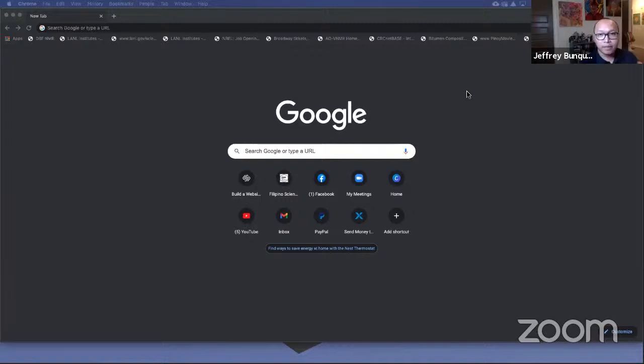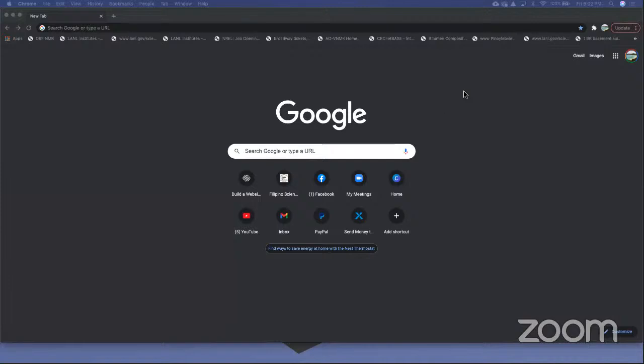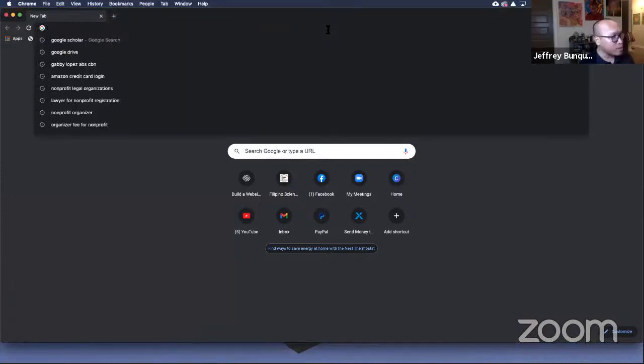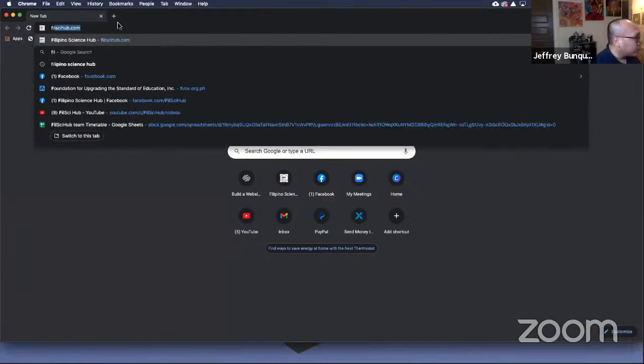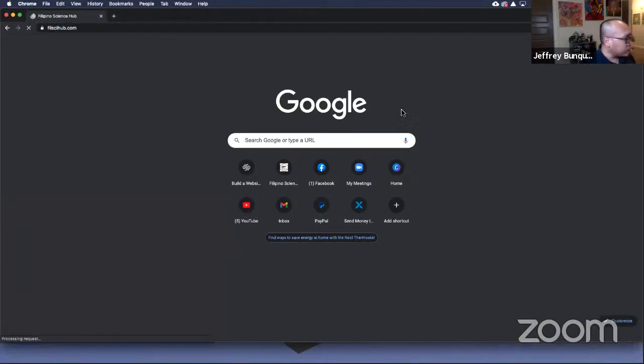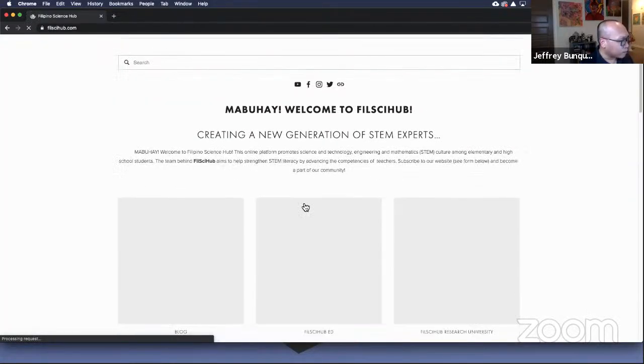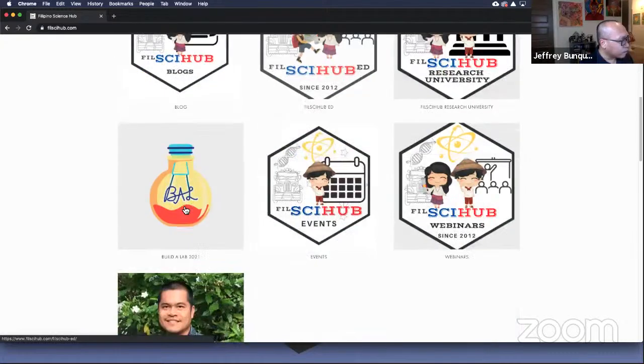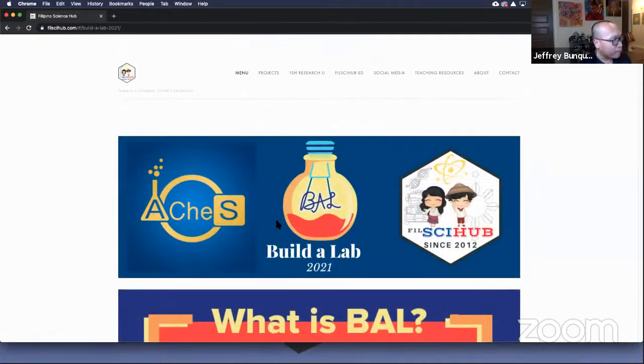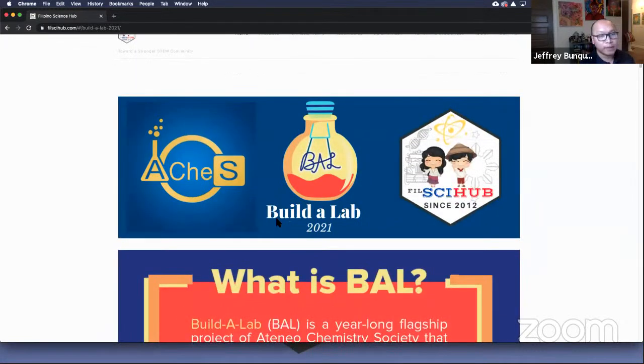So, can you guys see my screen? Yes, kuya. Okay, i-demo ko lang po sa inyo kung paano po makikita yon. For example po, punta kayo sa FilSciHub.com, and then you scroll down, and go to the BAL button and click on it. So this is Build a Lab. This is our collaboration project between the Ateneo Chemistry Society and Filipino Science Hub.